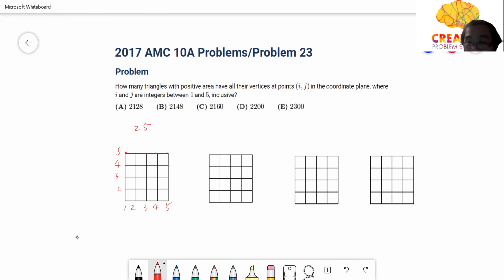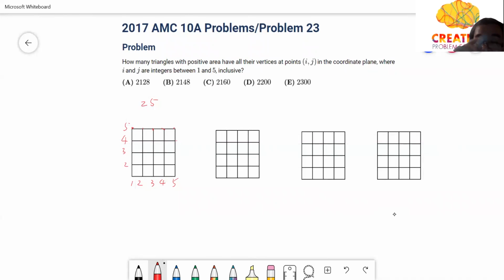How to find it? To make a triangle, we need to pick 3 vertices, since a triangle has 3 vertices. A simple way: because we have 25 points, we can pick 3 of them to make a triangle. That will be 25 times 24 times 23 over 3 times 2 times 1. You simplify this, and it is 2300.